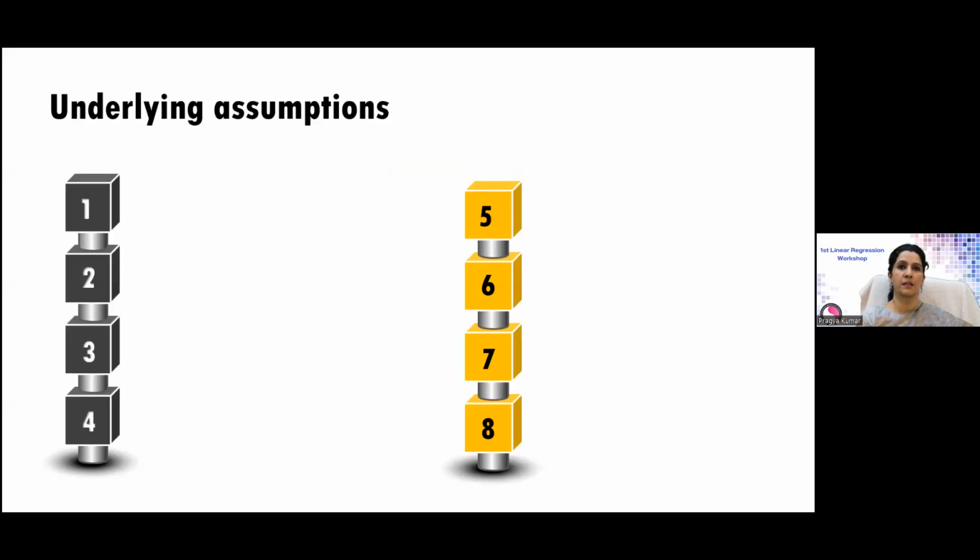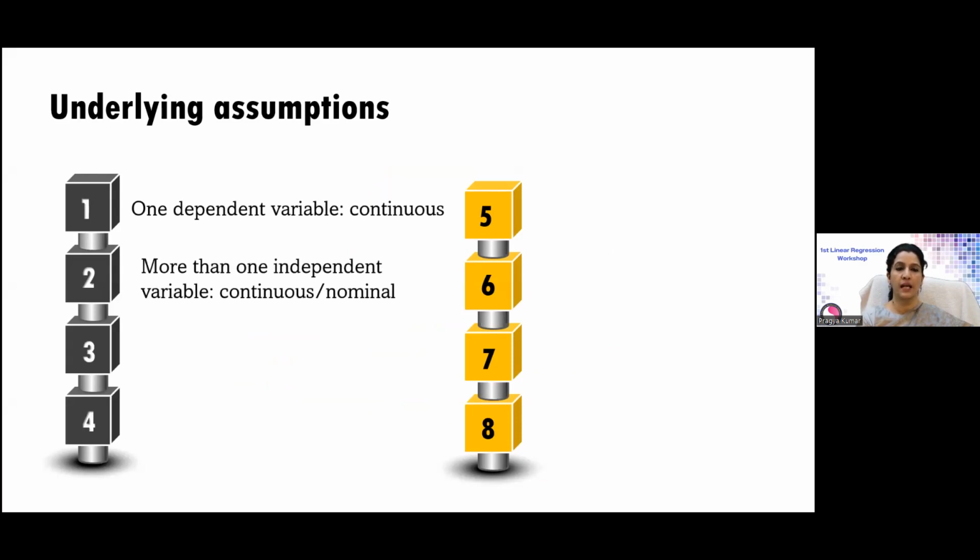So there are some underlying assumptions, and almost everything is the same as you have done for the simple linear regression, except that here we add one more assumption, that is multicollinearity, and that we'll see. So the underlying assumption is one dependent variable which should be continuous. And in this case, the independent variables can be continuous or nominal. The errors should be independent, they should not be autocorrelated, which we test by the Durbin-Watson statistic.